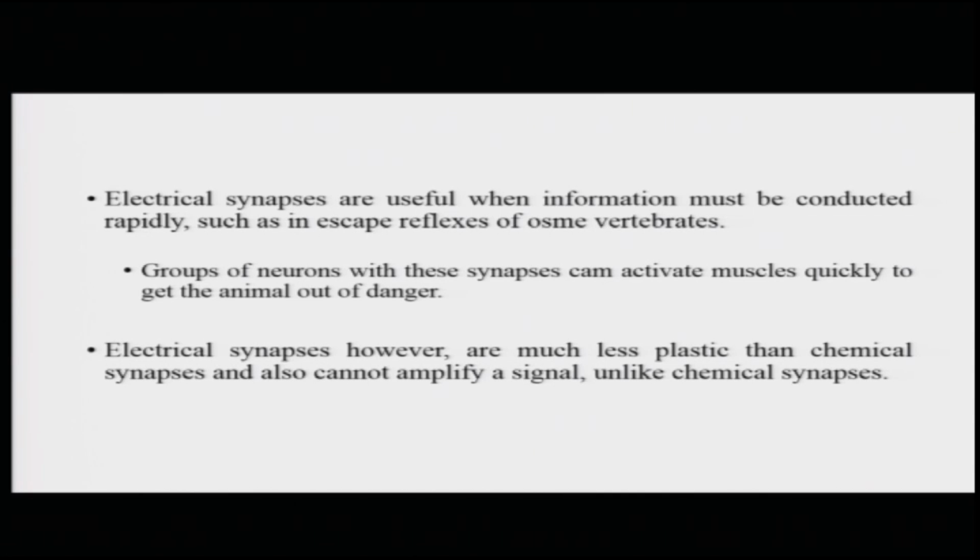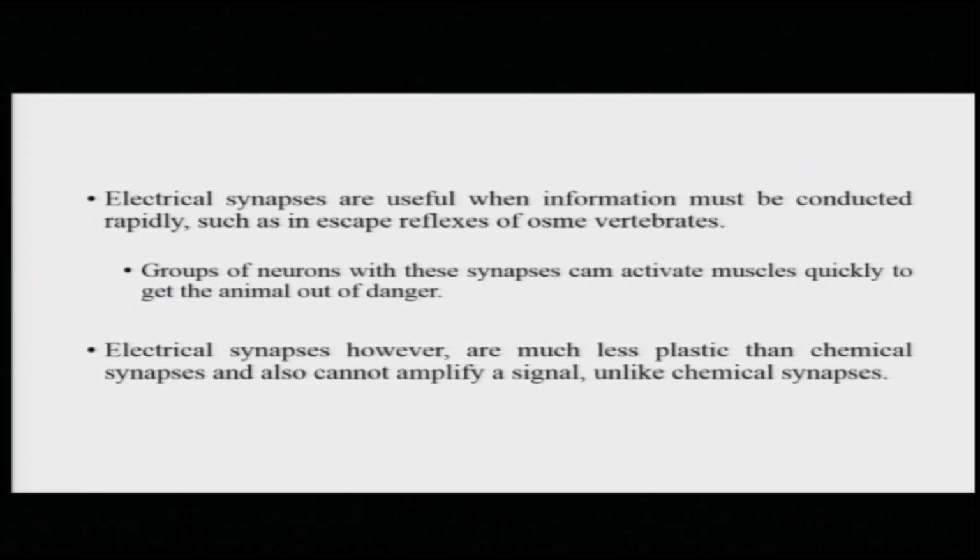Now electrical synapses are useful when information must be conducted rapidly, such as in escape reflexes of some vertebrates. It is slightly faster than chemical synapses, and groups of neurons with these kinds of synapses are able to activate muscles quickly, and they enable the animal to get out of danger rather rapidly.